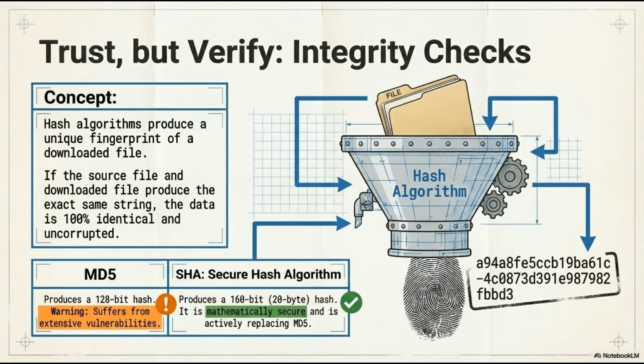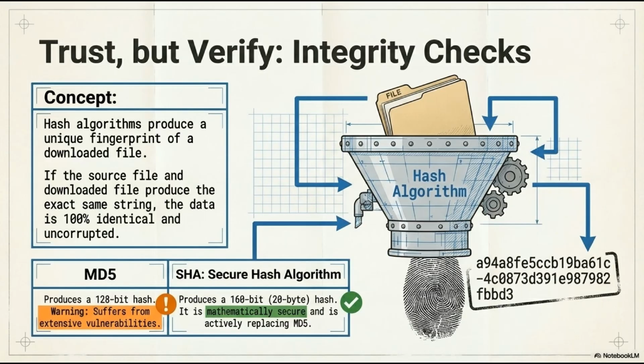Trust but verify. Integrity checks. We moved the files offsite using secure encryption, but how do we know a network blip didn't flip a bit and silently corrupt the file during transit? That's where we use a fingerprint, also known as a hash algorithm. Right. Encryption protects data from being intercepted, but hashing verifies its exactness.